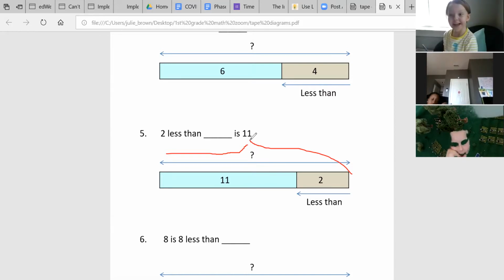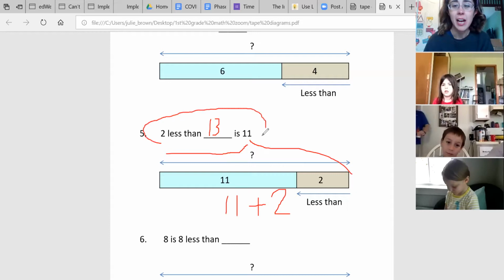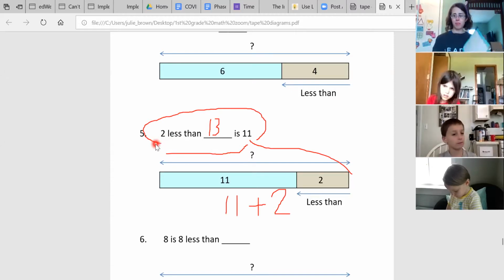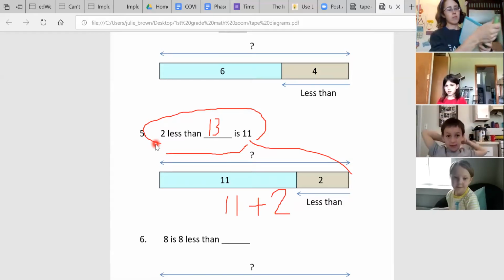13. Yes, 13. How did you get 13, Alice? What numbers did you combine? I just put 11 plus 2. Yes, it's 13. And then Andrew, remember when Jackson read it out loud once we had the answer, just to make sure it makes sense? Could you read it out loud, Andrew? 2 less than 13 is 11.